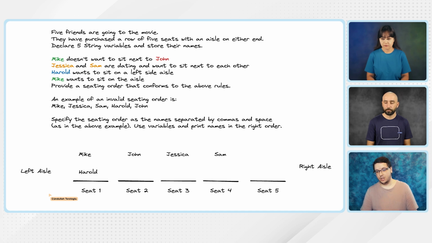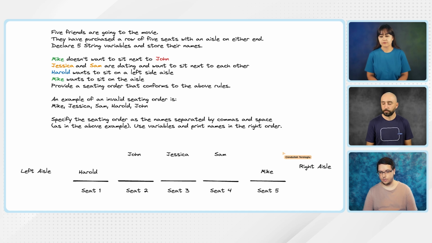Okay. Let me see, is there anything else, similar to what we did for Harold? For example, it says Mike also wants to sit on the aisle, right? So for Mike, normally there were two options: the left aisle side and the right aisle side, which are seat 1 and seat 5. But right now, seat 1 I cannot use, because Harold is there. Yeah, seat 1 is filled. So what I can do is take Mike and put him in seat 5.